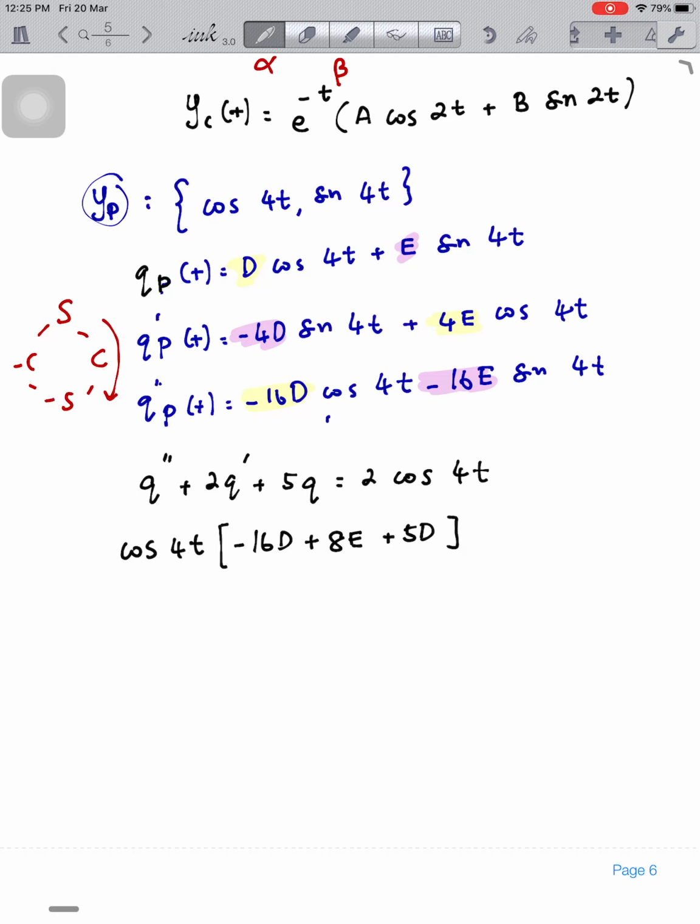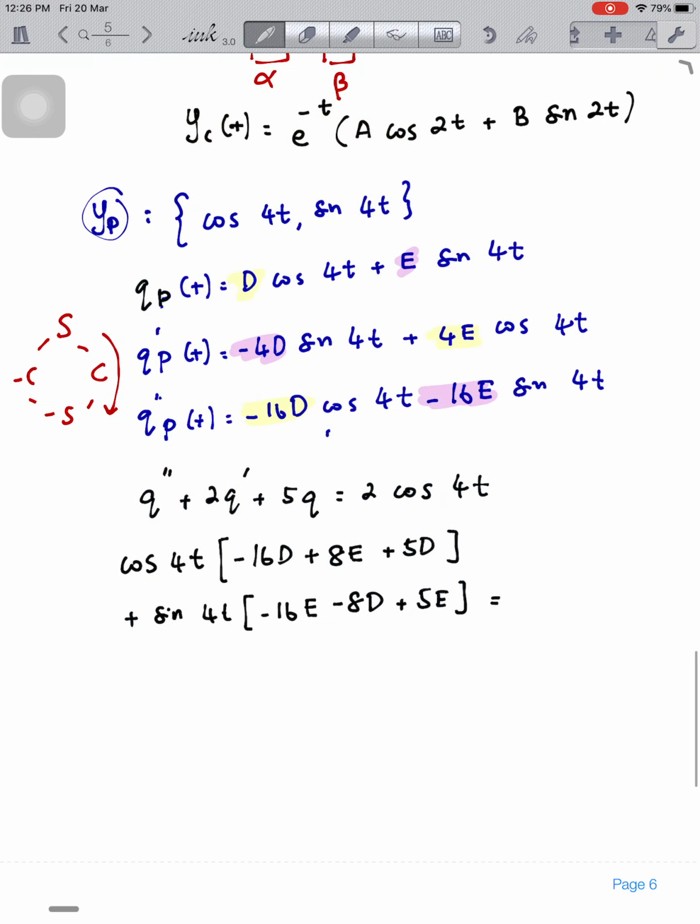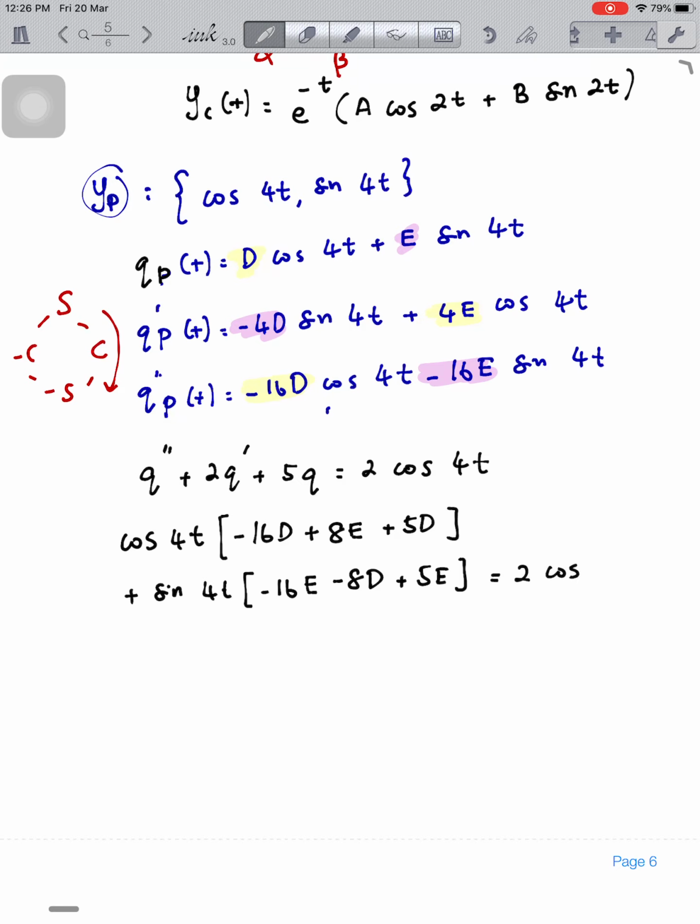So that will be all the terms related to the cos 4t, and plus, the terms related to sine 4t will be the ones in purple. So I'm going to have q double prime, that is going to be negative 16e, and then I'm also going to have 2q prime, that is going to be minus 8d, and then 5q, that is going to be 5e, and that is going to equal the right hand side of the function, which is 2 cos of 4t.